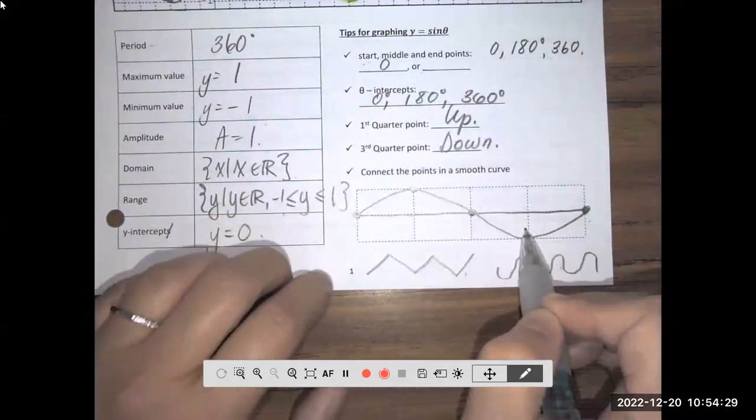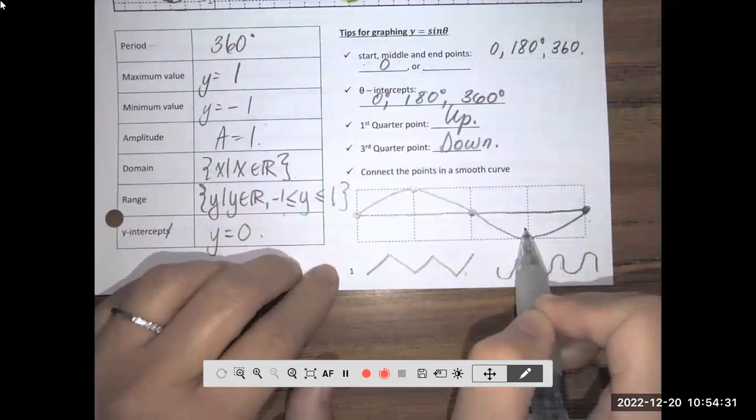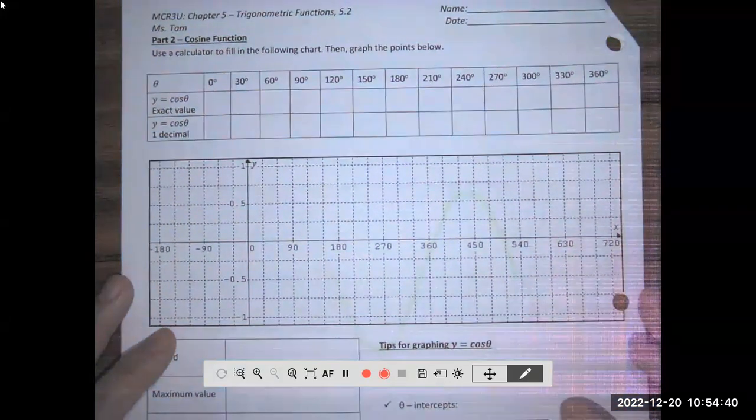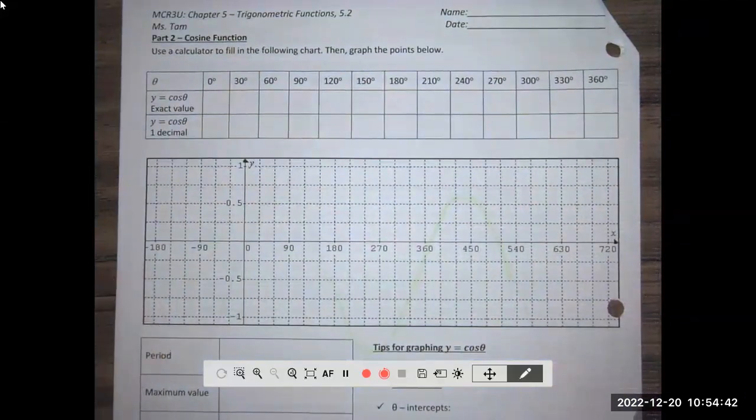Okay, show me thumbs. How do we feel about that? Good. Okay, so flip the page. So we've seen this entire page before with sine, and now we're going to do it with cos. Let's see if we can do it a little bit quicker.